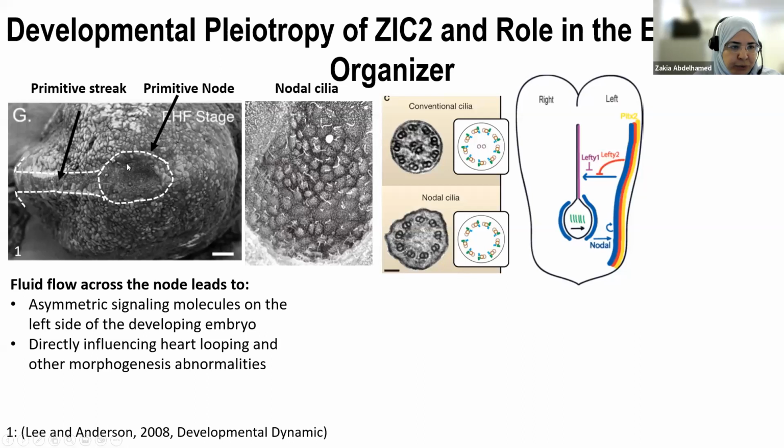So this is the primitive node, and this is the primitive streak of the very early stage developing embryo. If you look at the node at higher power, you see the nodal cilia. Nodal cilia are a subtype of the motile cilia that lacks the central pair of microtubule doublets, as you see in cross-section here. And this nodal cilia is very important.